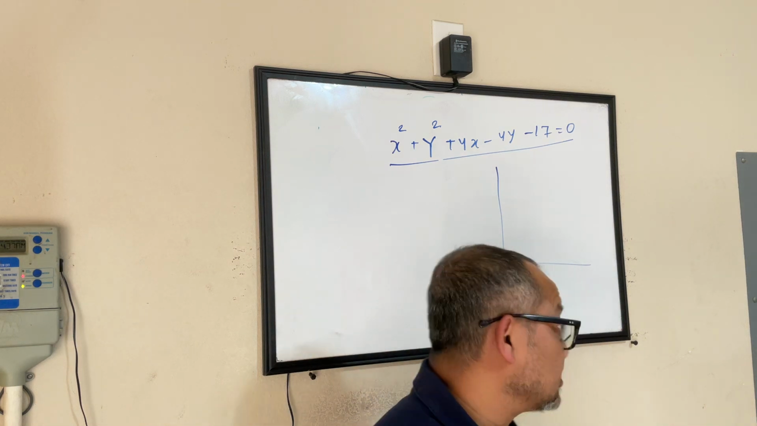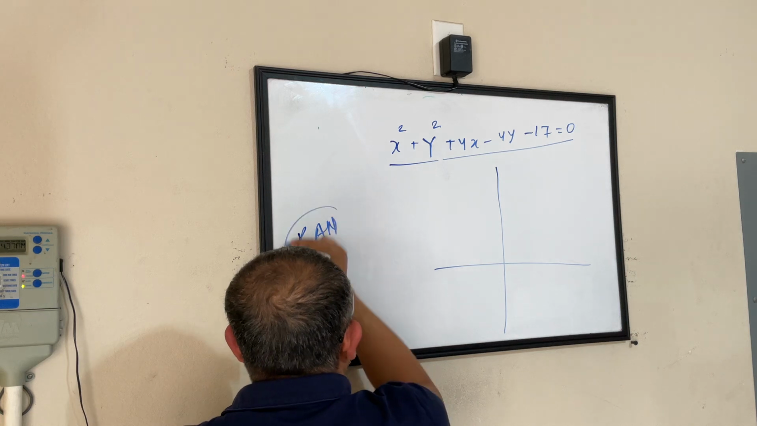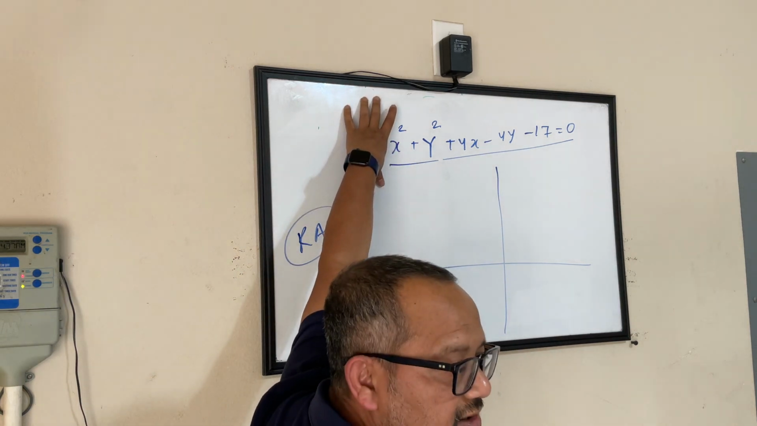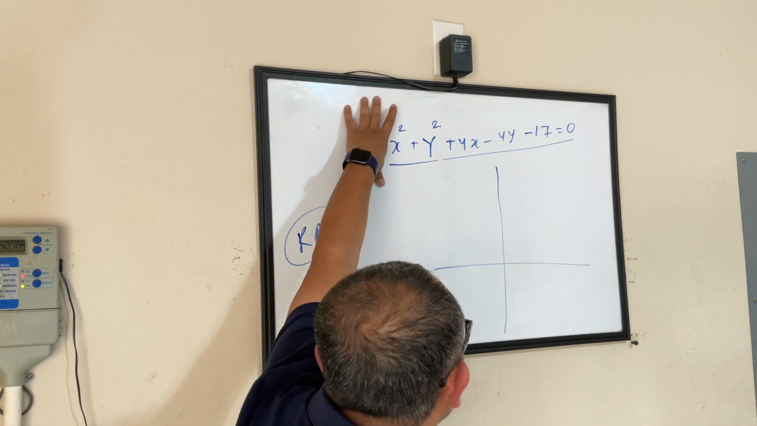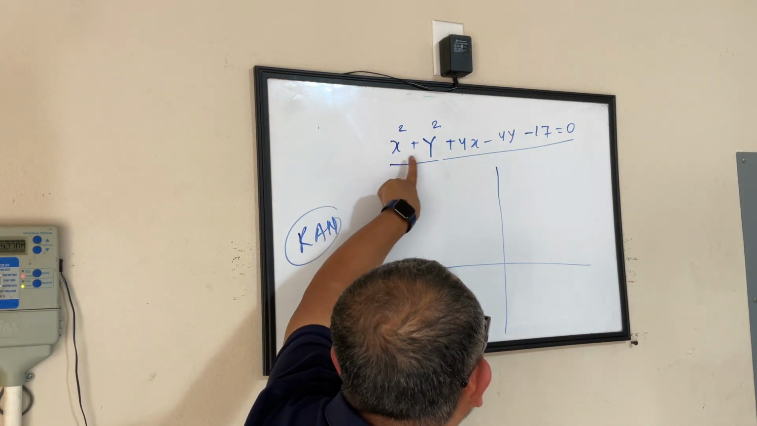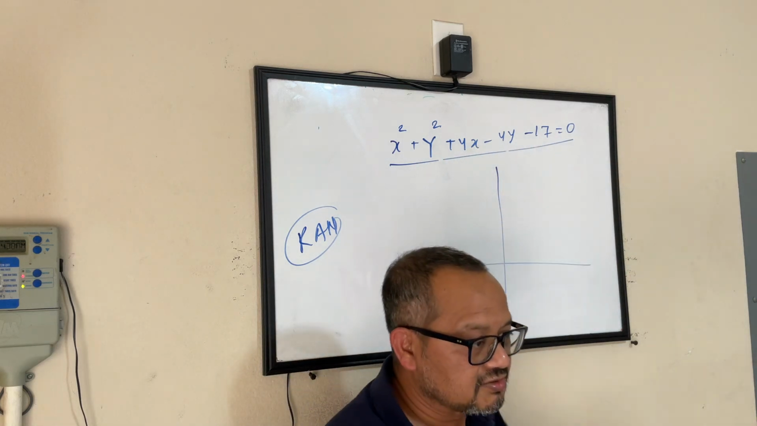So I'm just reading the question, right? My first part is always this. Graph this circle. This is a one-liner question given to us. Graph this circle where the equation is given to us: x square plus y square plus 4x minus 4y minus 17 equal to 0.